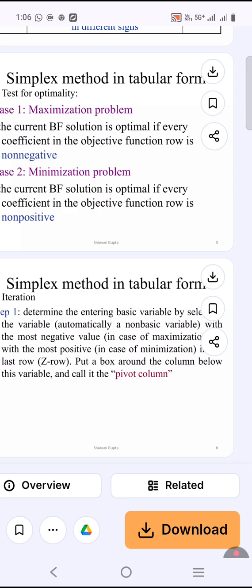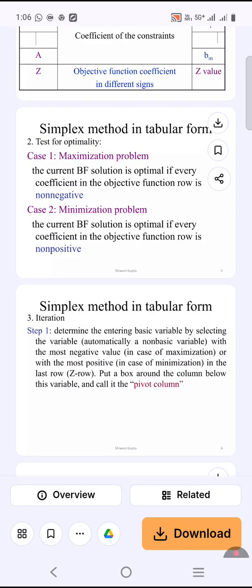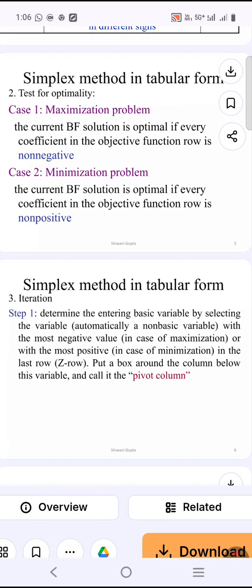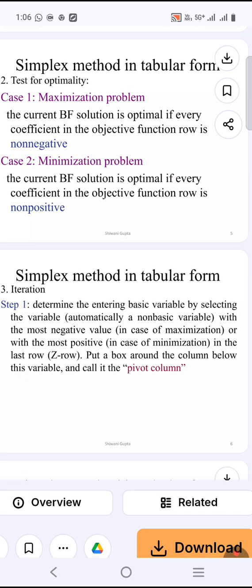In the simplex method in tabular form, the iteration step has three parts. Step one: determine the entering basic variable by selecting the non-basic variable with the most negative value in the last row in the case of maximization, or the most positive in the case of minimization. Put a box around the column below this variable and call it the pivot column.